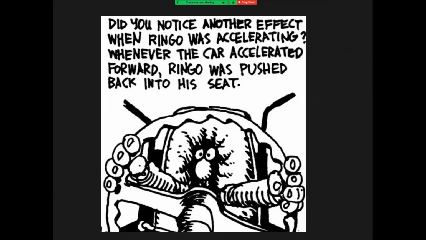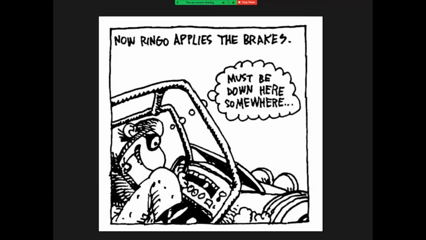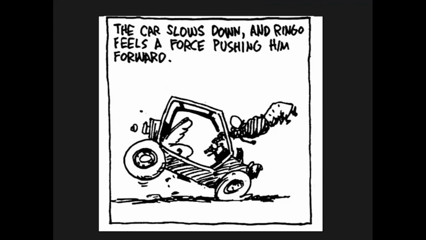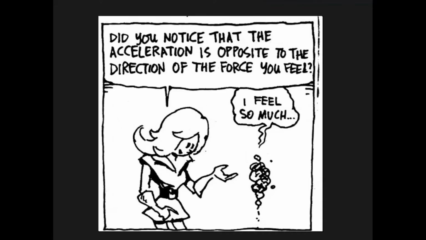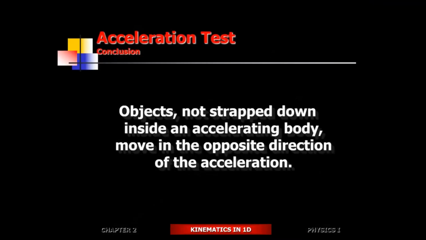It's related to acceleration. You speed up, the car accelerates in the forward direction, and you feel it pushing you in the opposite direction of the acceleration of the car, right? Then you put the brakes on, the car is slowing down, and now you feel it pushing in the forward direction. So you realize that objects inside the vehicle will move in the opposite direction of the acceleration of the vehicle. The objects which are not strapped down inside vehicles will always move in the opposite direction of the acceleration of the vehicle.